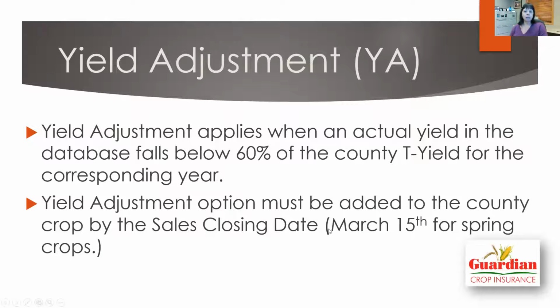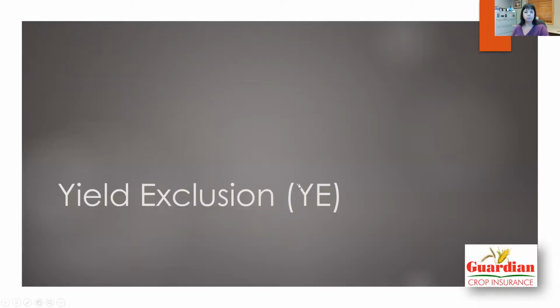So let's go back to that. Let's say in that example where I talked about you had 5 years of horrible drought yields in there, and a lot of those years are below 60% of the county yield. What they will do, by adding the yield adjustment to your policy, is replace those yields with 60% of the county yield. Now, I have some examples of how all this works later in the presentation. So we will go over all these different options and see how they apply to your policy.